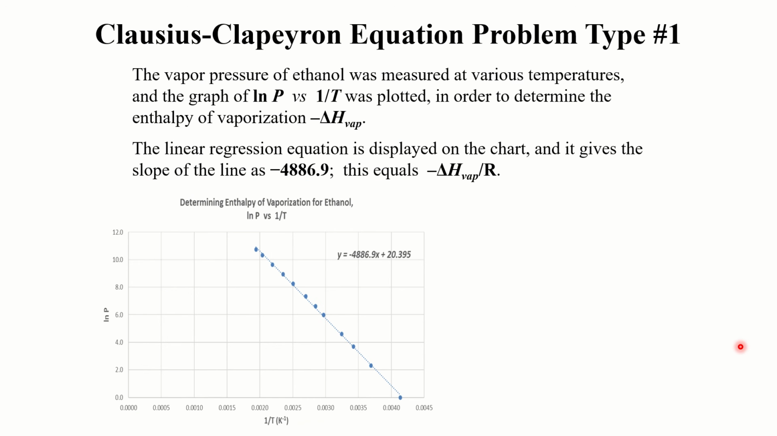All right, so let's show you the first type of problem you may get. Suppose you are given a graph that looks like this and told the vapor pressure of ethanol was measured at various temperatures, and the graph of ln P versus 1 over T was plotted in order to determine the enthalpy of vaporization. The linear regression equation is displayed on the chart, and it gives the slope of the line. So remember, this is the type of problem where we've got natural log of vapor pressure versus 1 over T graphed on the x-axis. So this is when you use that first version, that version I showed where I had the variables beneath it.